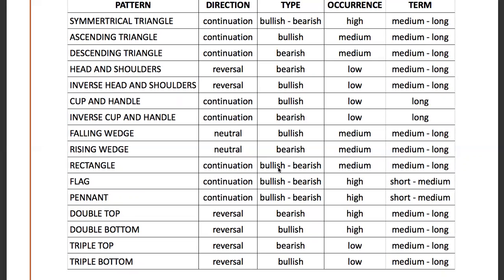Then the flag is a continuation pattern. We just spoke about the flag. We can have a bullish flag or a bearish flag. Its occurrence is very, very high. I see this a lot in the market. Its occurrence is very high, and it can be for short or medium term.